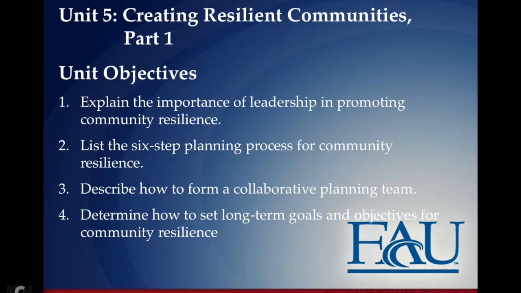The unit objectives for this week are to explain the importance of leadership in promoting community resilience, to list a 6-step planning process for community resilience, to describe how to form a collaborative planning team, and to determine how to set long-term goals and objectives for community resilience.